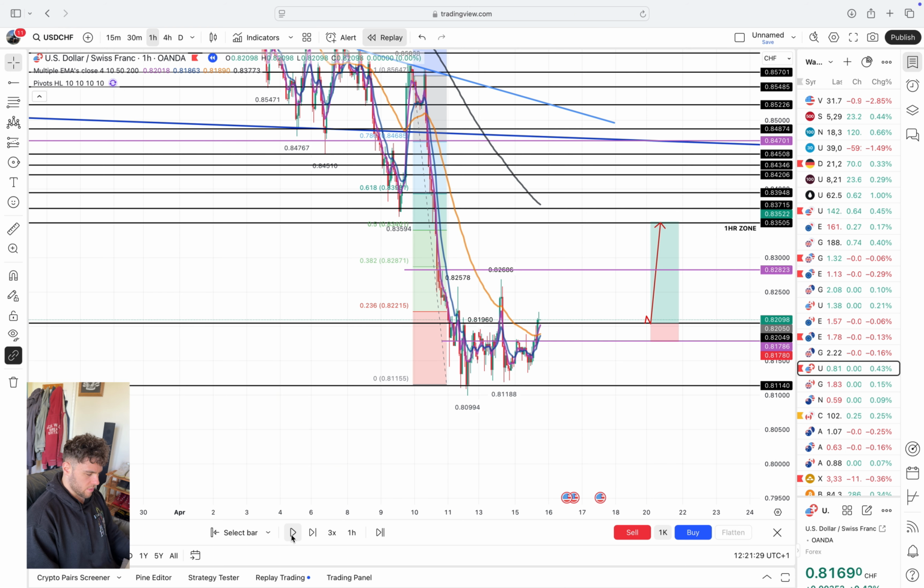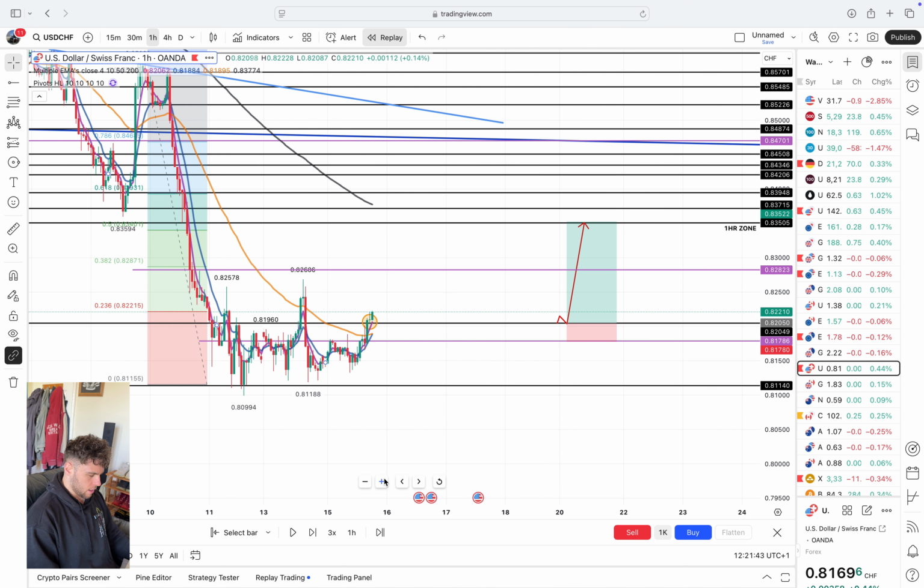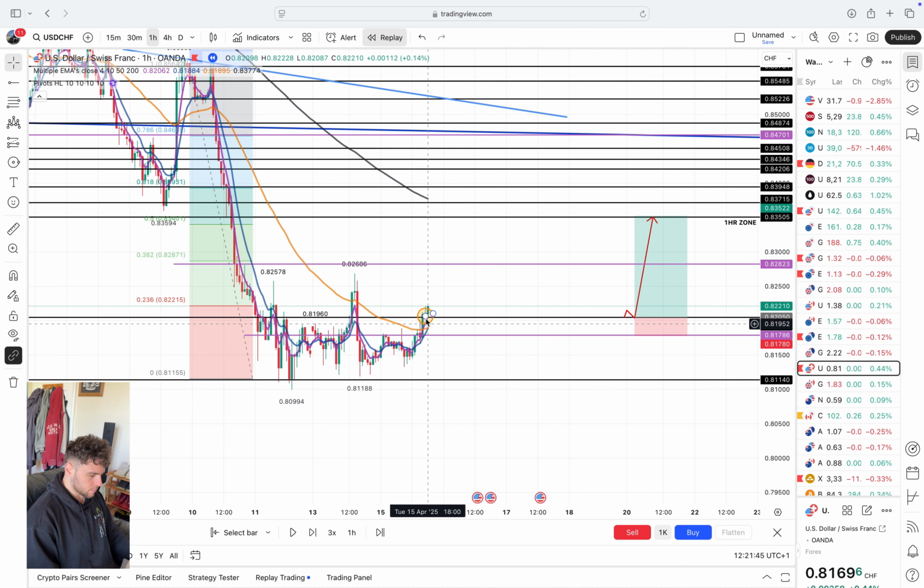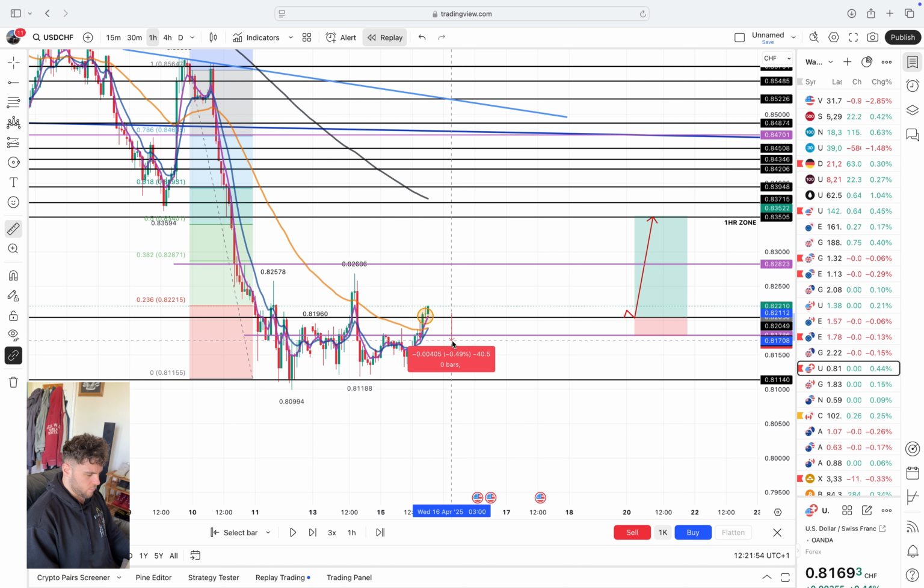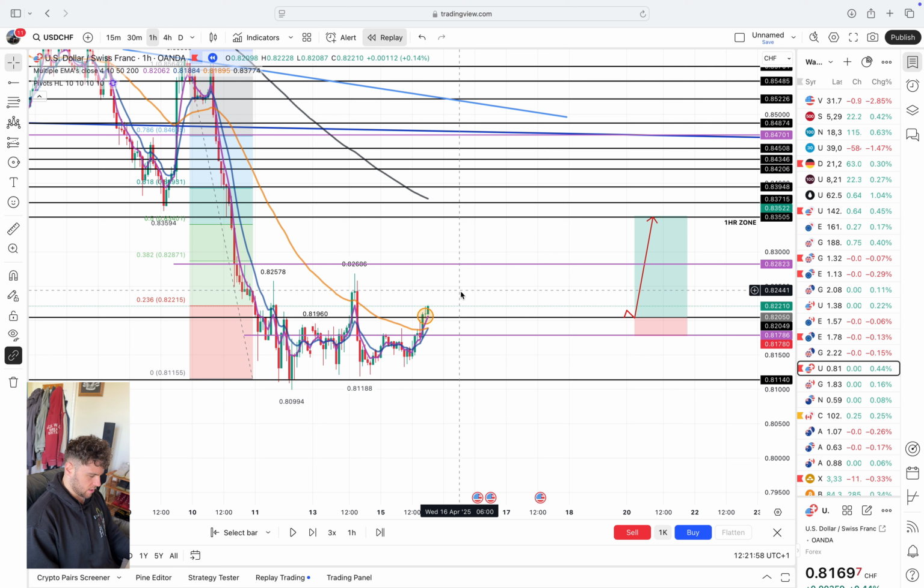As you can see here, we've come up. We have got the break and close of this level and this high. My entry point was at this level here on the break and close. Let me zoom in a little bit more so you can see. This is my candle close. I was in at this level with a stop loss of around 40 to 45 pips, as you can see.